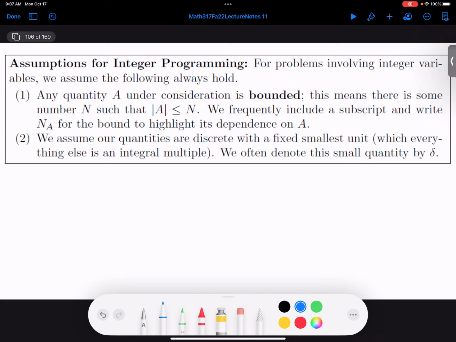All right, the second one is we're going to assume all of our quantities are discrete with a fixed smallest unit. So if you think of quantum mechanics, almost like Planck scales, we have things discretized. We can move h bar, 2h bar, 3h bar. If you think monetarily, what would be the smallest increment if we do things monetarily in the US? A cent, but there's one place where it might not be a cent.